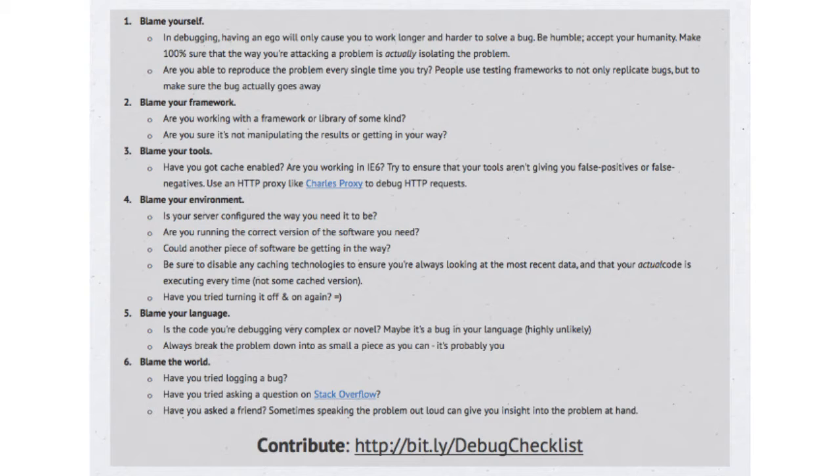You can blame yourself, blame your framework, blame your tools, blame your environment, blame your language, blame the world, right? So we're going to go through all of those, but the order of likelihood really is that it's you. It's almost always you, okay? We're not perfect, we're human beings, even though we code for a living, we screw up all the time.